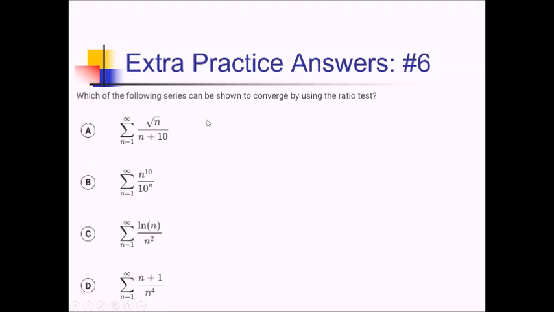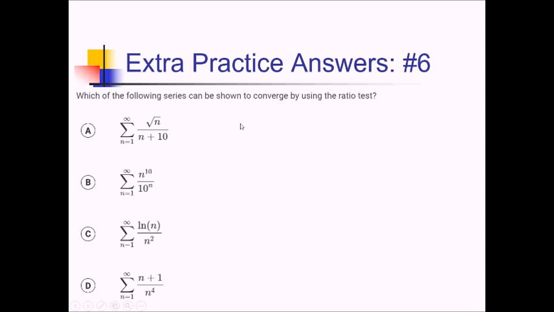For this problem, we want to know which series can be shown to converge by the ratio test. So you essentially need to take the limit as n approaches infinity of the n plus 1th term over the nth term and see which one of these comes out to a value that's less than 1. So if we get something bigger than 1, we would know the series diverged. If we got something exactly 1, the ratio test would be inconclusive.